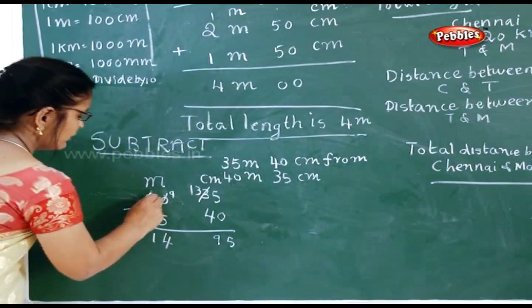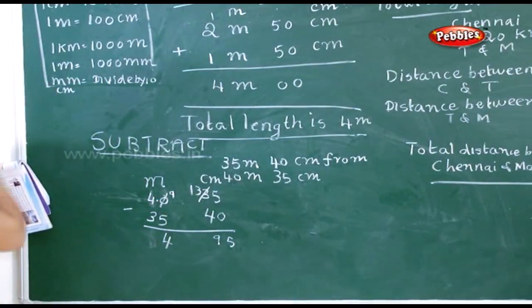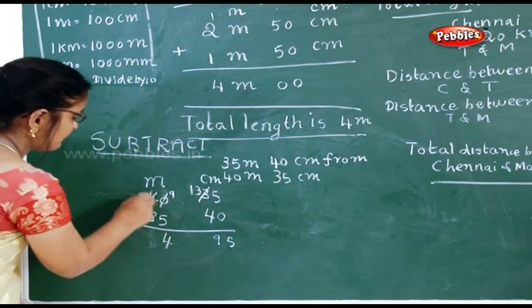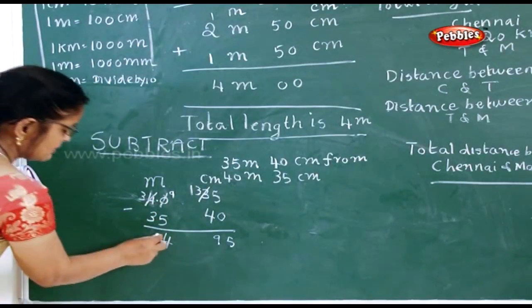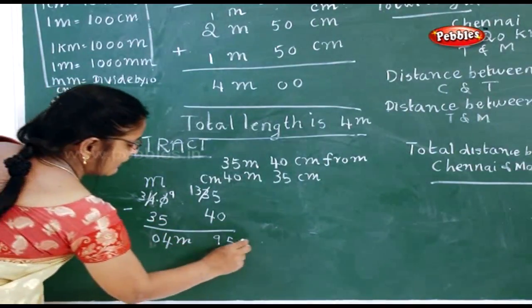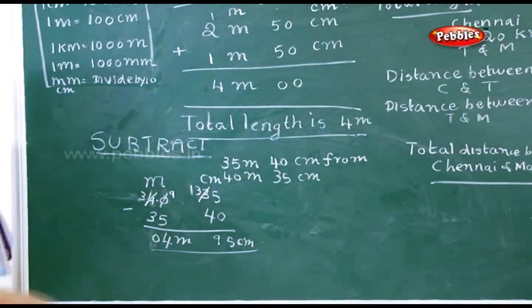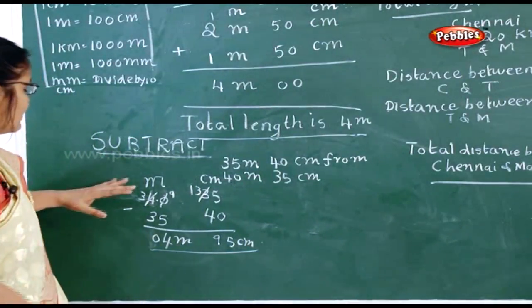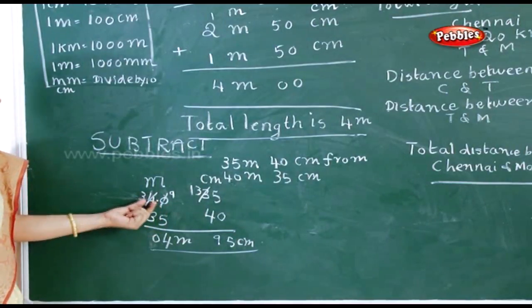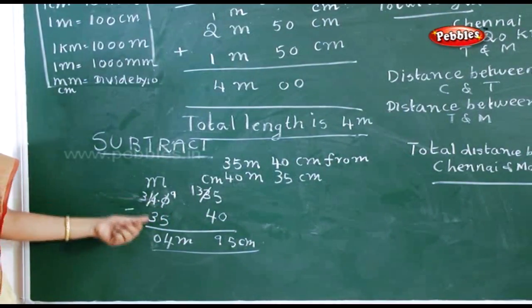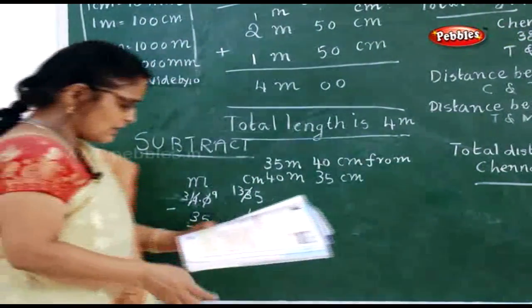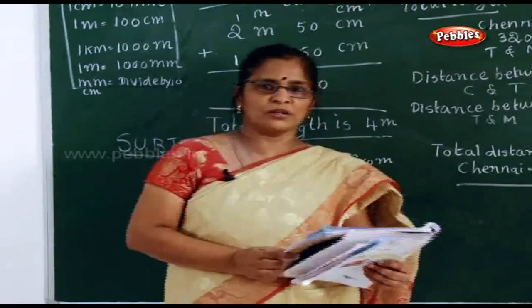I'm sorry, they have borrowed here. See, what you have to do is, they have already borrowed from here, so this will become 3. So 3 minus 3 is 0 only. Now what you have to do? You have to write 4 meter and 95 centimeter. I'm sorry, when you do a borrowing sum, you have to be very careful. When you are borrowing from here, this 4 will come to 3, and so 3 minus 3 is 0. So you will write 4 meter and 95 centimeter. This is how you have to do the subtraction sum.